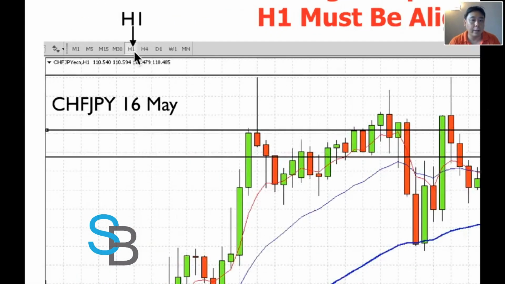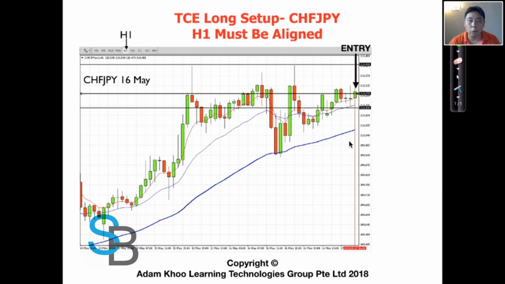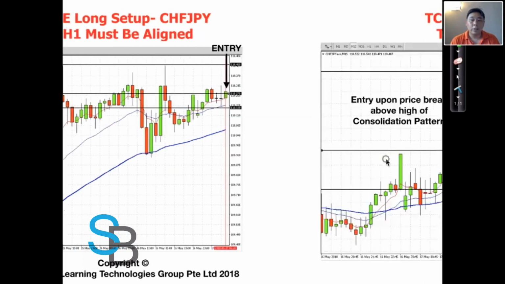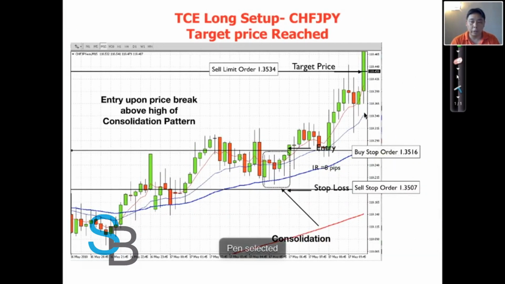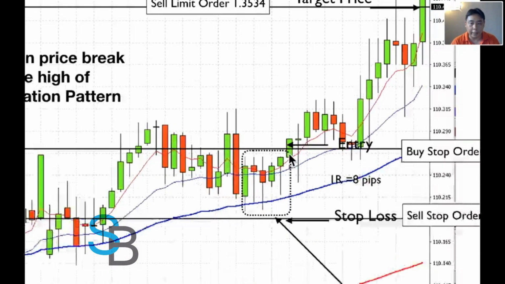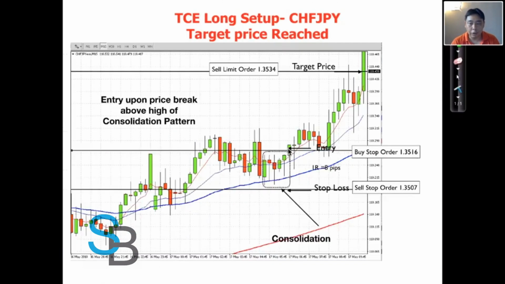Again, check on the hourly candles to make sure that it's also in the same sequence, 18 above 50, 50 above 200 at our entry point. So once again, we can see this was a trade where it triggered on the next candle. The next candle made a new high. It triggered our buy order and proceeded to hit our target price of 3534. We entered upon the break of the high of the consolidation pattern.